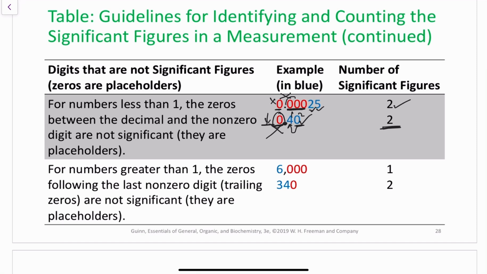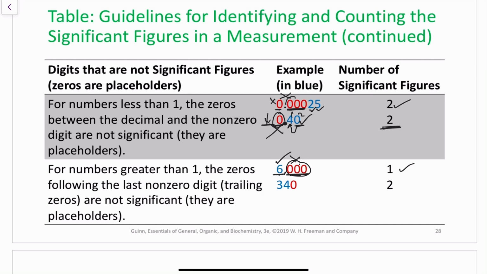Then the other rule says if you have trailing zeros and you have a non-zero number in front of the zeros but you don't have any decimal in there, those three zeros are not significant. So you have just one significant number in here. You have to have a decimal somewhere in the number if you want to include a zero, and that zero has to be after a non-zero number, right?